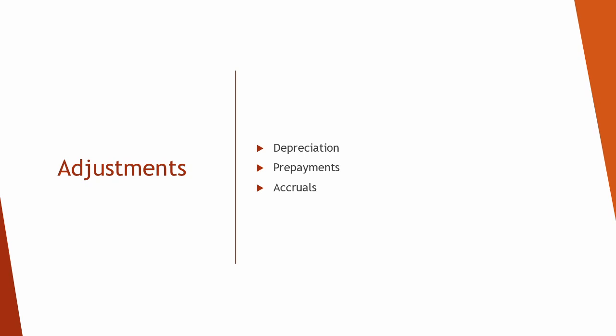Adjustments for prepayments are made by reducing expenses to remove amounts paid in advance that do not relate to the current period. Adjustments for accruals are made by increasing expenses to include costs incurred during the period that have not yet been paid.